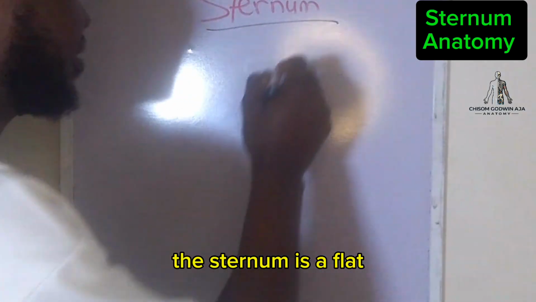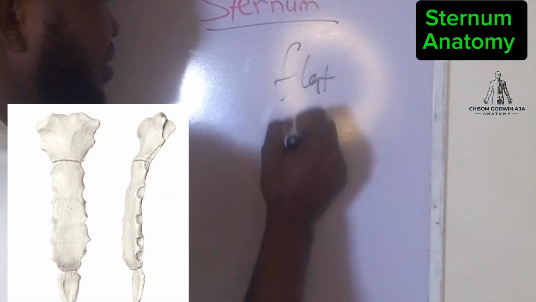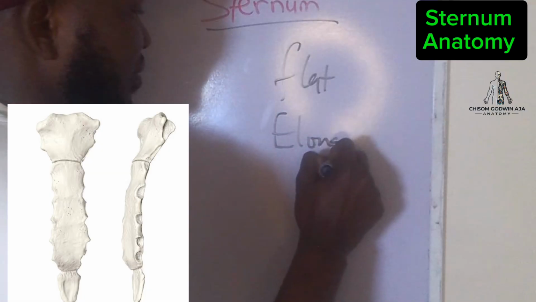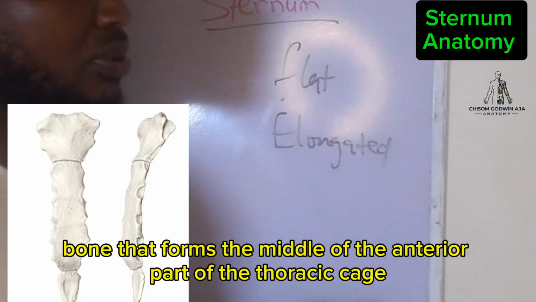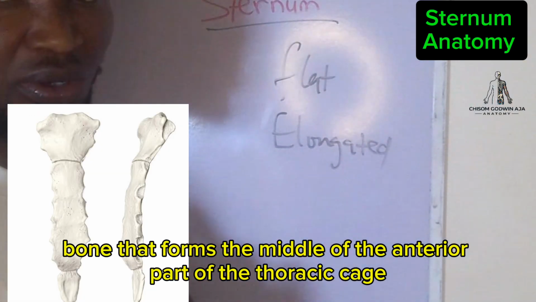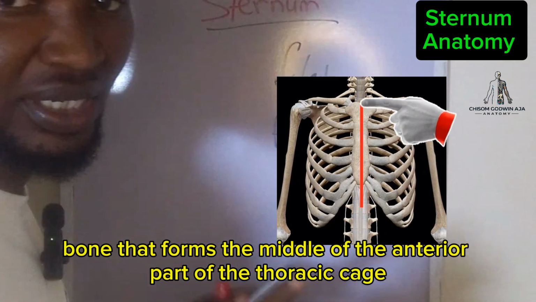The sternum is a flat, elongated bone that forms the middle of the anterior part of the thoracic cage.